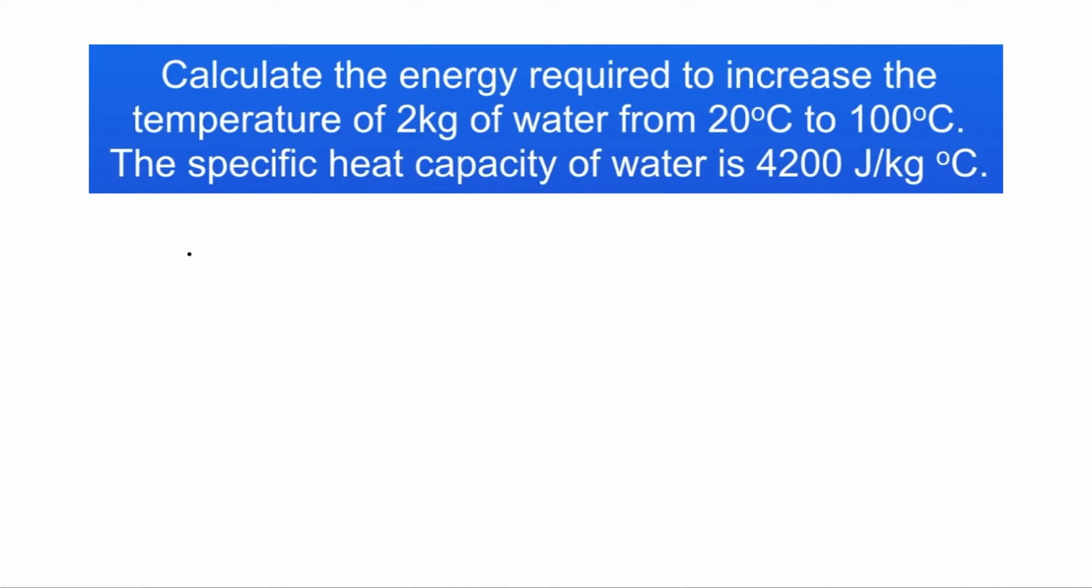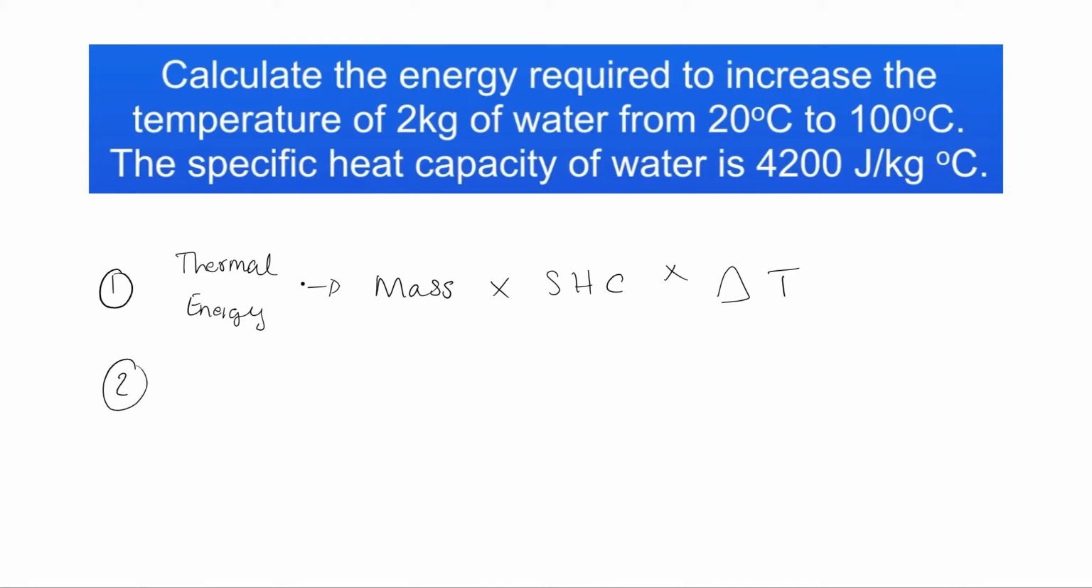So we've seen that the thermal energy is the mass multiplied by the specific heat capacity multiplied by the change in temperature. So this is step 1. You've got your formula. Step 2, we input our numbers.